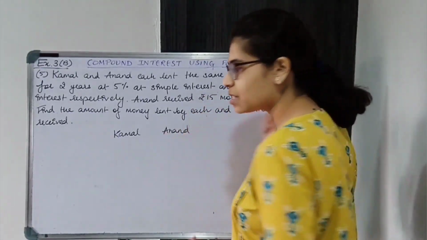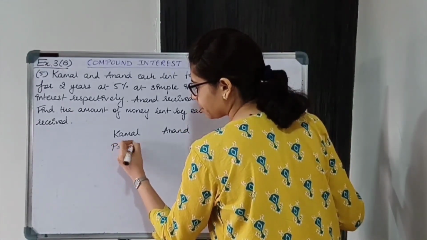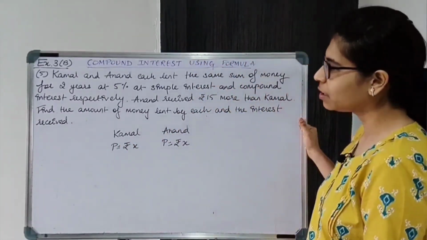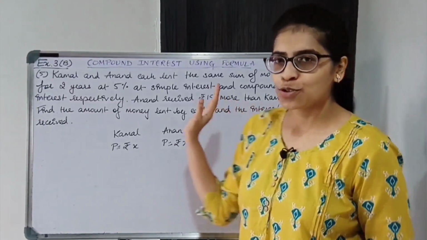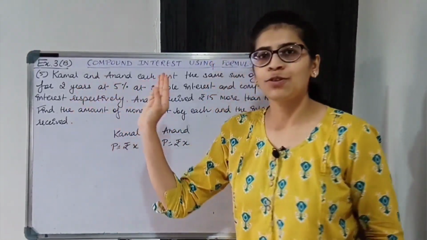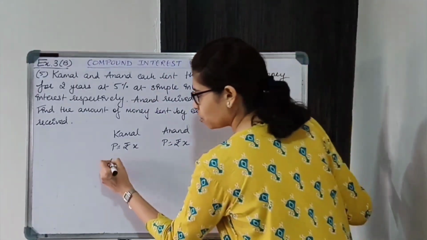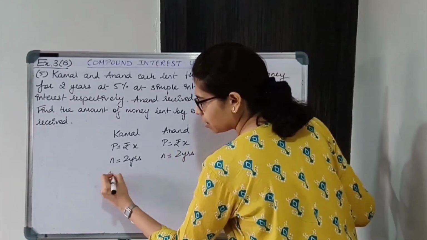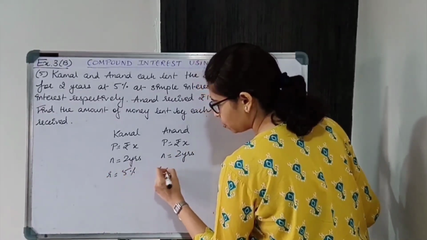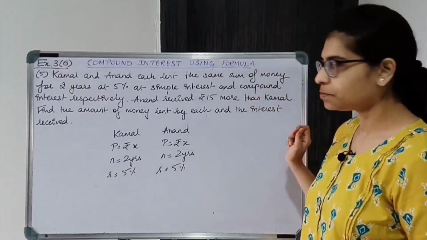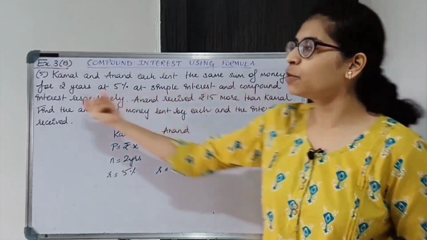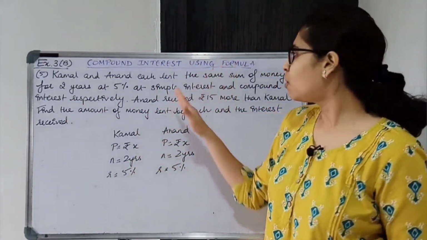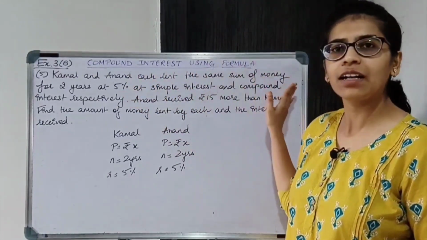Okay, so both are investing same principal, X rupees. Okay, for 2 years at 5%. So the number of years and rate of interest is also same. So for 2 years, here also for 2 years, rate of interest is 5%, here also 5%. Okay, at simple interest and compound interest respectively. So here is the difference. Okay, one is investing at a simple interest and another one at compound interest.